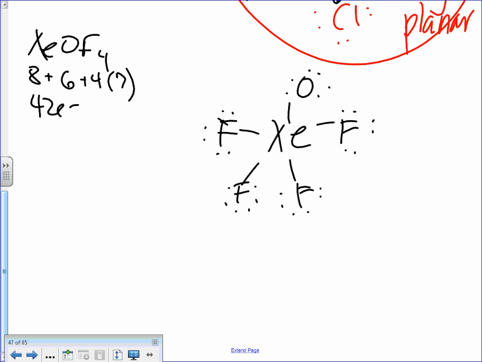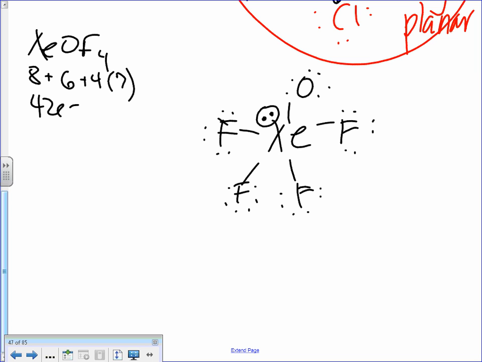I put them where? On xenon. Remember, if you have extras, you have to put them as a lone pair on the central atom. If you're scared they're going to get lost in the mix here, circle them so it's very clear that they are on the central atom. So that's going to be what your xenon, oxygen, and fluorine structure looks like.